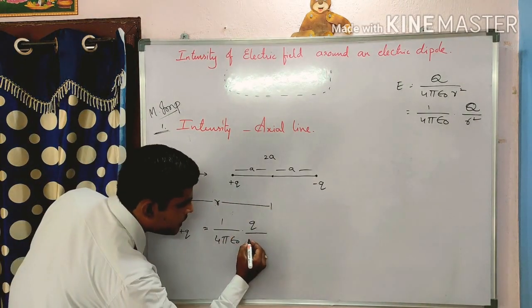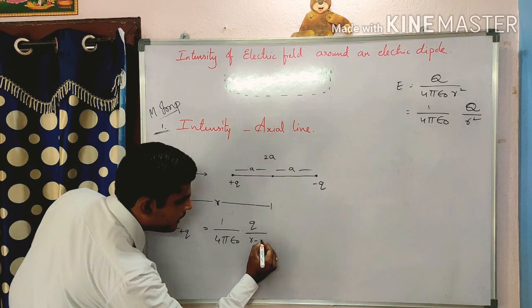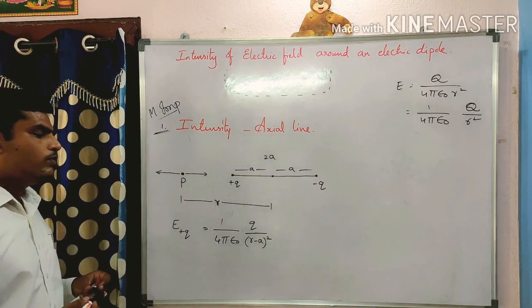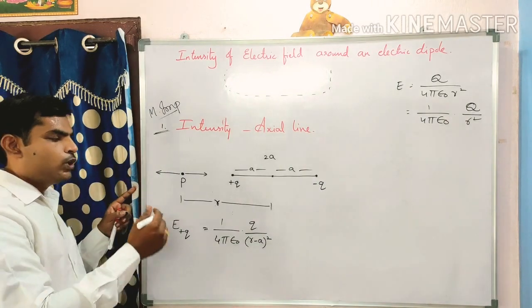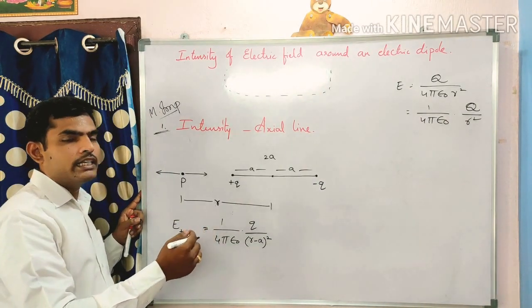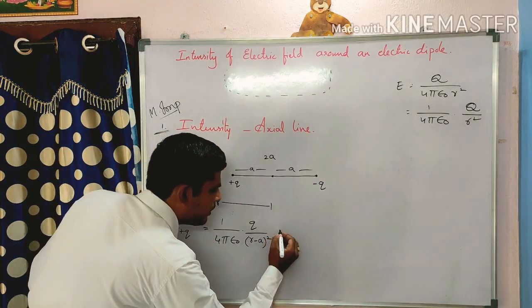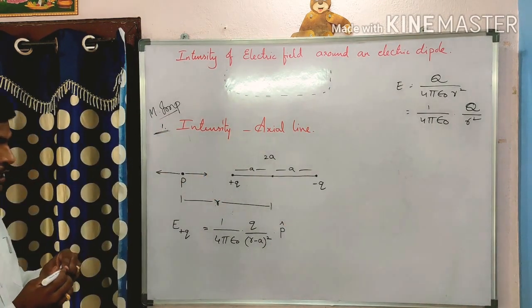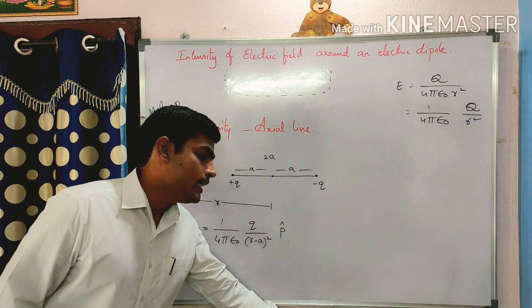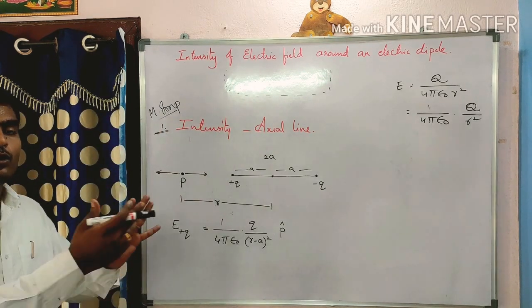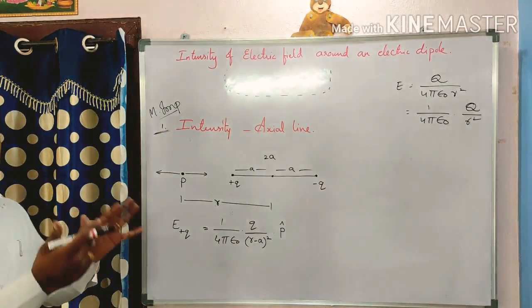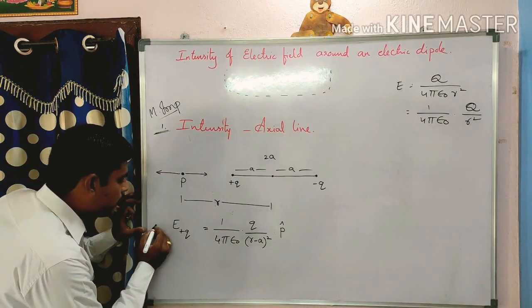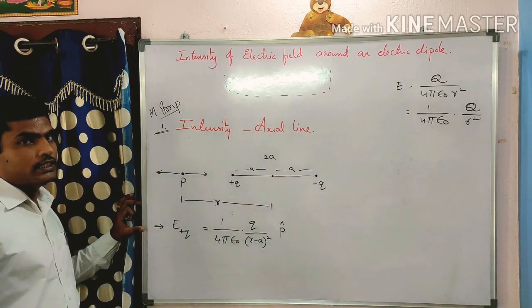So that's why I am writing R minus a whole square. E plus Q is equal to 1 by 4 pi epsilon naught, Q by (R minus a) whole square, and I am writing the vector notation P cap. What is P? P is the dipole moment. Its direction is always from negative charge to positive charge, as we discussed in our previous video. So this is the electric field due to the positive charge.